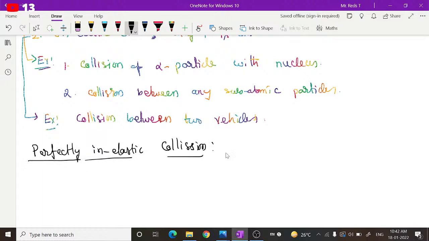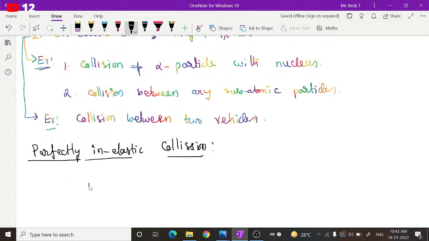What is perfectly inelastic collision? Inelastic collision means only momentum is conserved but not kinetic energy. Then what is this perfectly inelastic collision? Inelastic means obviously energy may not be conserved. But what perfectly means is, if two bodies m1 and m2 are moving with some velocities, after the collision energy is not conserved, but they stick together and move with a common velocity. Such a collision is called a perfectly inelastic collision.